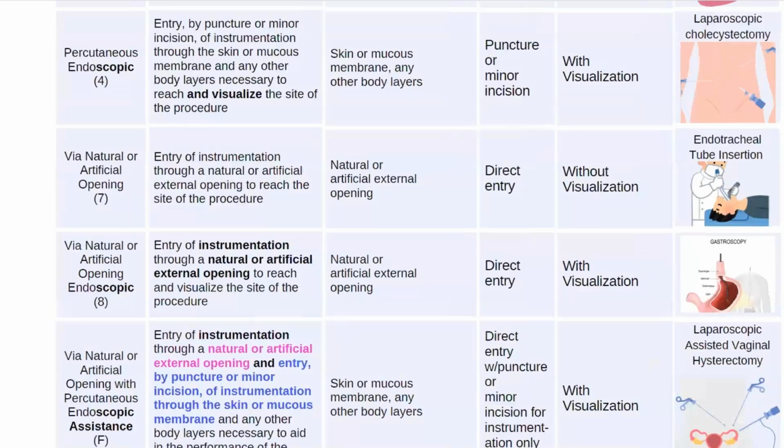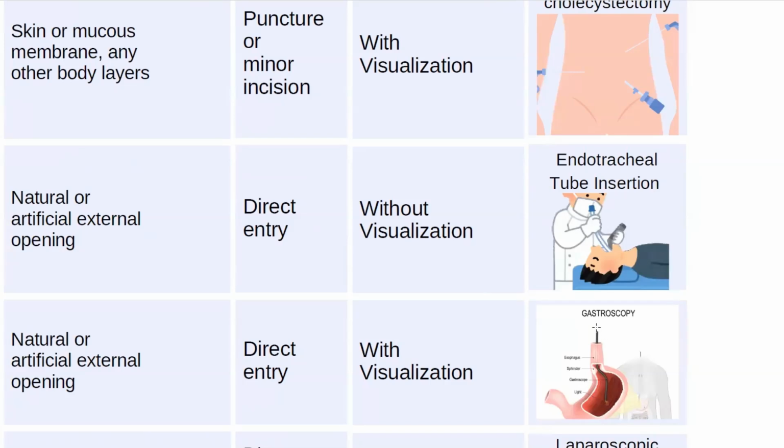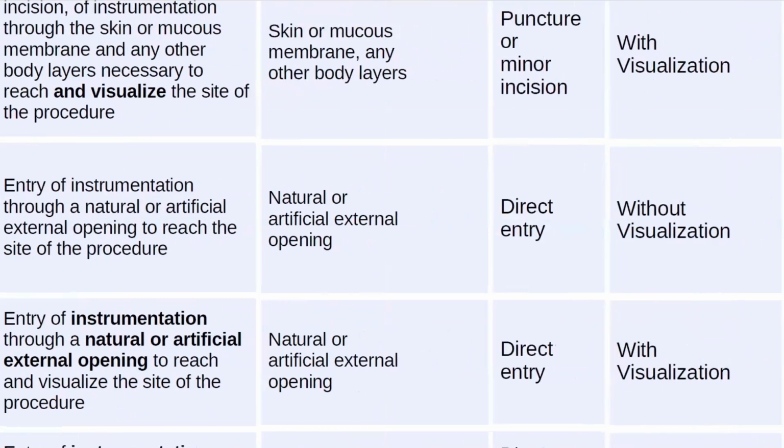And here you can see an example. Let's zoom in a bit on a gastroscopy. Here we have our scope going through, and it's going down through the esophagus, through the sphincter. The gastroscope is in here. We have a light to help us identify where we want to perform or inspect. So again, this would be an example of our via natural or artificial opening endoscopic.